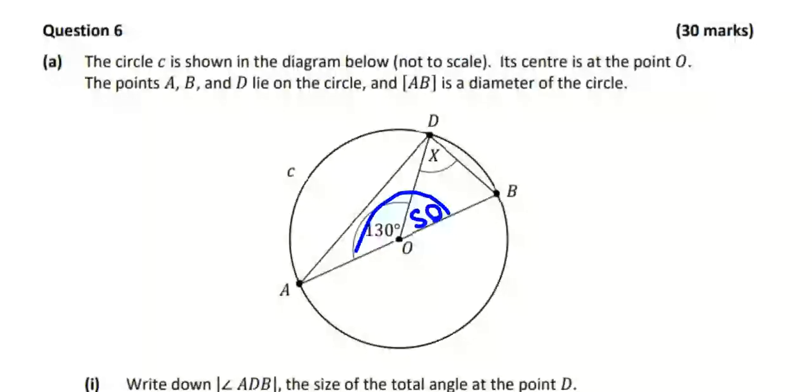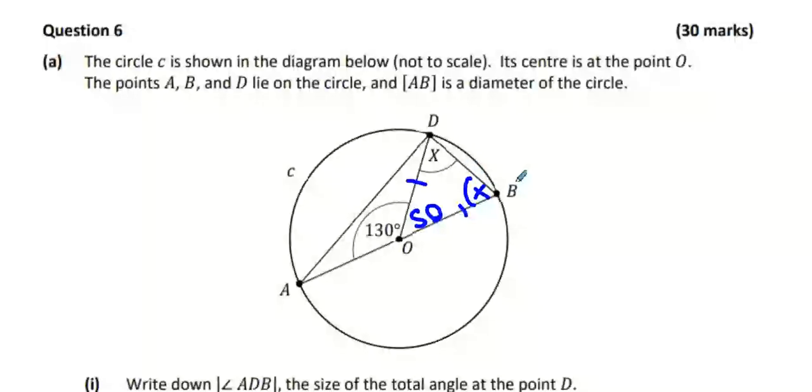Now, what type of triangle is ODB? How do you know it's isosceles, good man? Two of them are radiuses, aren't they? Radii. So what does that mean about these two angles here? They both got to be the same, don't they? All three angles have to add up to 180, don't they?